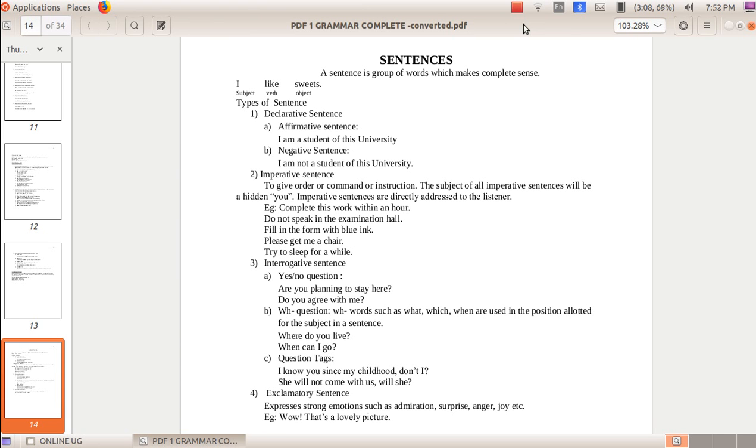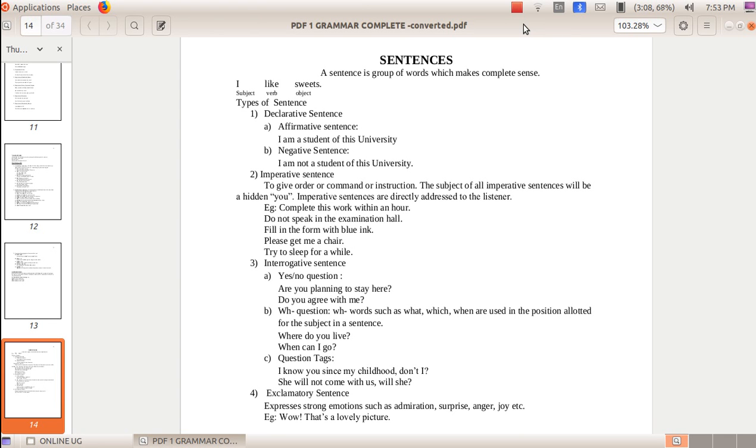In any case, you see here, we cannot see a visible subject. But just see here, complete this work within an hour. You're directly telling it to someone else. You are directly instructing, ordering, commanding or requesting that. So you complete this work within an hour. Actually, there is a hidden subject. It's really necessary that every sentence should have a subject. So here it is a hidden you. You cannot see the subject, but it is implied there.